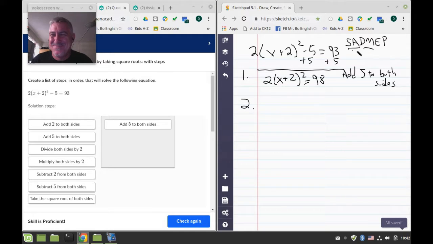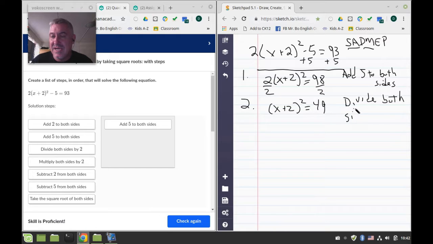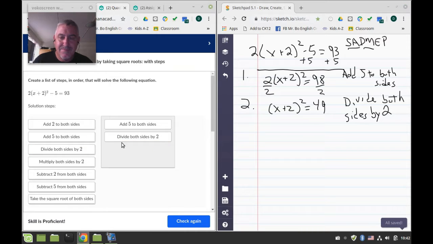Sorry, step 2: divide and multiply. So I see I multiply by 2 over here. I'm going to divide by 2, and so I'm going to end up with (x plus 2) squared is equal to 49. And we're going to call this step: divide both sides by 2. And let's see if we got that. Yes, we do. It's right there.